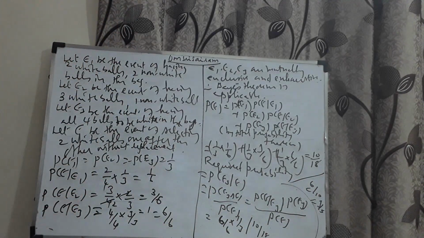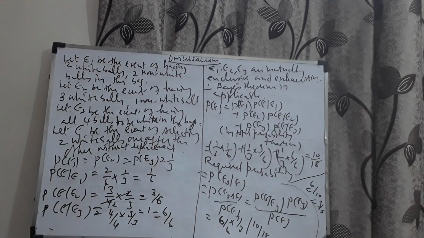I repeat the whole process. Let E1 be the event of having two white balls, two non-white balls. There are 4 balls given in the bag. It is already given. The remaining 2 balls can be of any color. Therefore, I write it as non-white balls. I am not bothered about the colors of the remaining 2 balls.